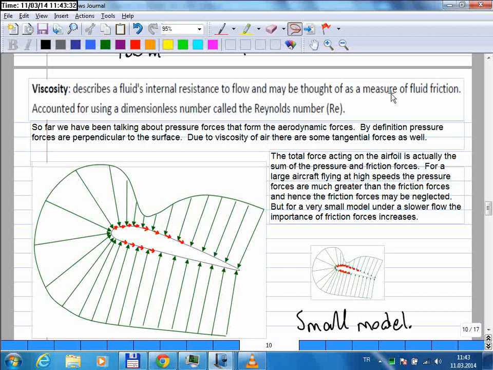So far, we only talked about pressure forces, and we said the aerodynamic forces are created by pressure forces. By definition, pressure forces are always perpendicular to the surface, right? These green arrows are always perpendicular to the surface. And now, due to this flow friction, in fact, there are some tangential components as well. These are the red arrows here, and these are the forces that are there due to the viscosity of air, viscosity of the flow.